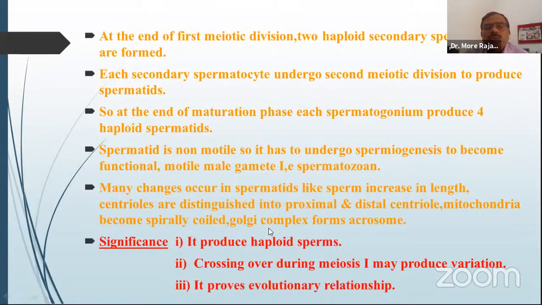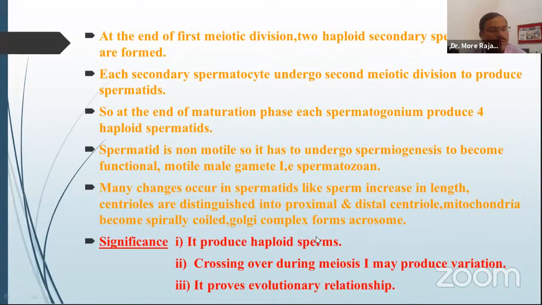So with the help of these variety of changes, the sperms get developed. Such sperms which are produced are further provided with the proximal and the distal centriole. They are provided with the mitochondria, which get spirally coiled, and they are also provided with the Golgi complex to form the acrosome. So such non-motile spermatid undergoes the process of spermiogenesis to become a motile functional male gamete, which is called the spermatozoa.